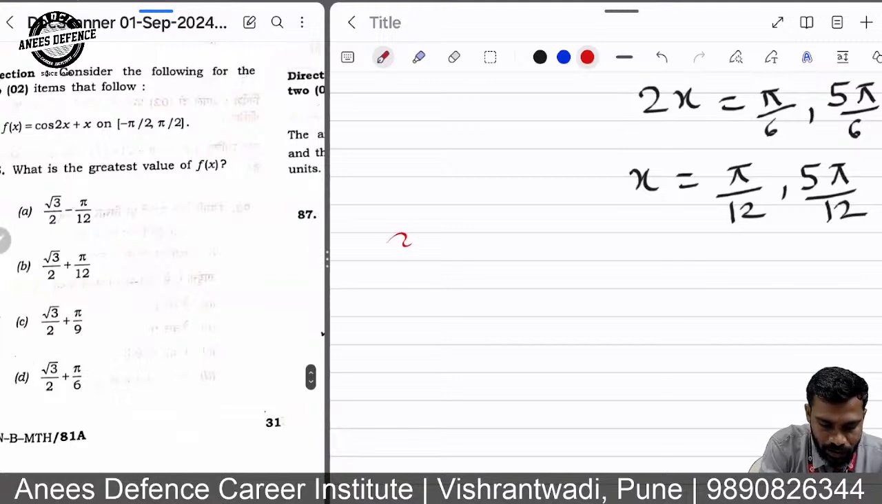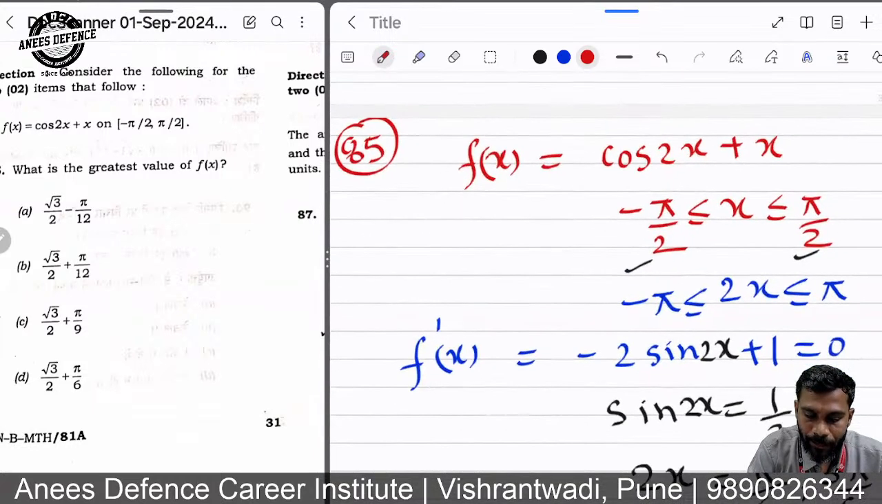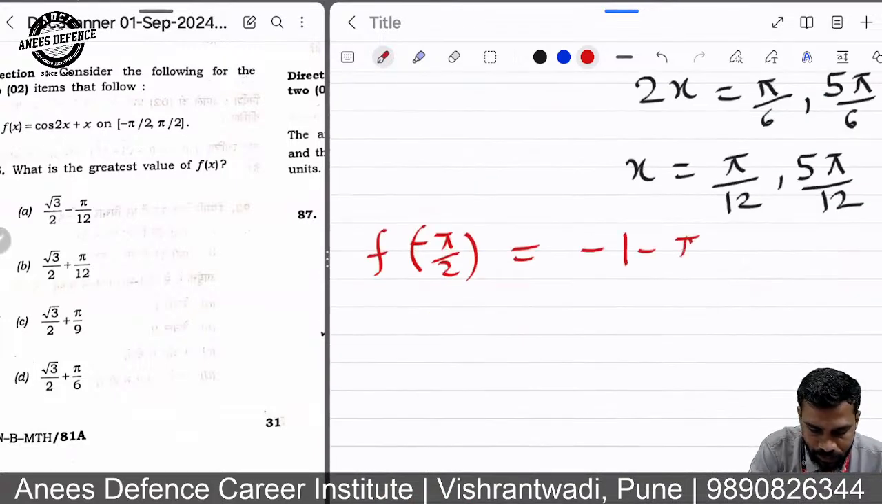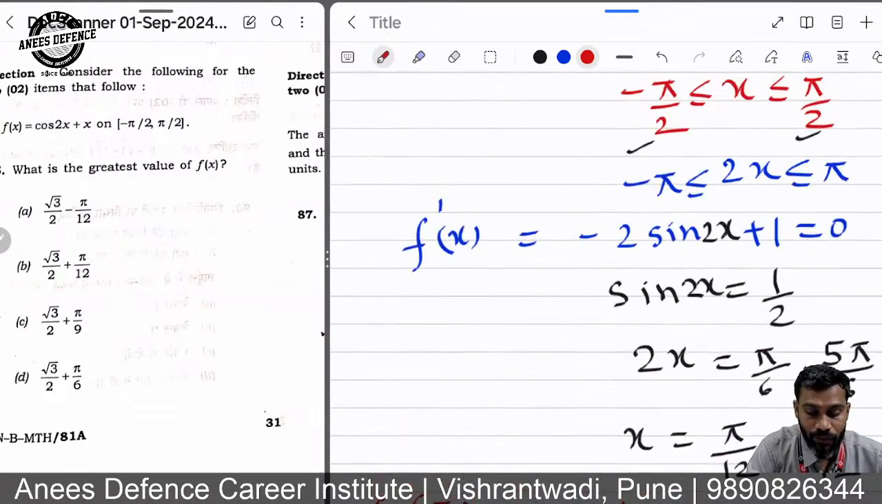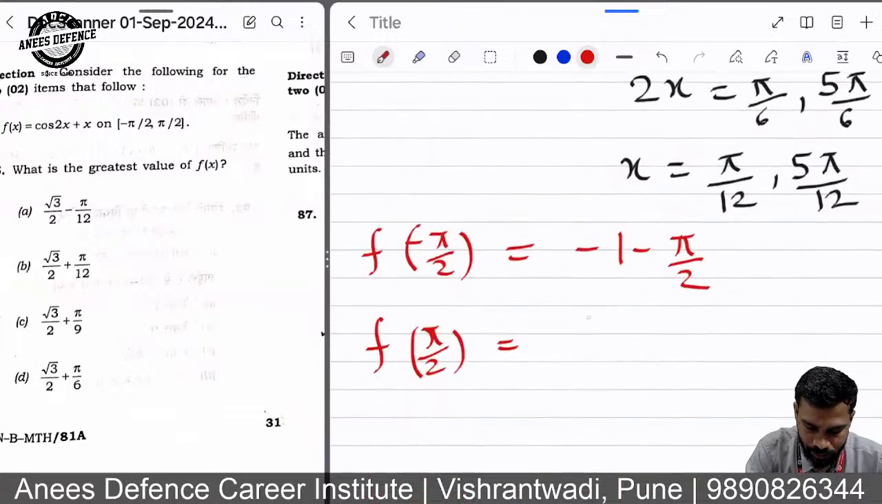So f of minus pi by 2 will be minus 1, right? And minus pi by 2. Minus 1, minus pi by 2. Next, we need to find out the value of f of pi by 2. This will be cos pi plus pi by 2. So again, minus 1 plus pi.